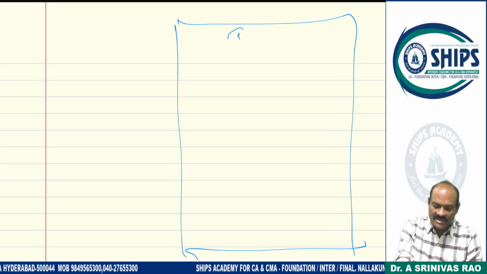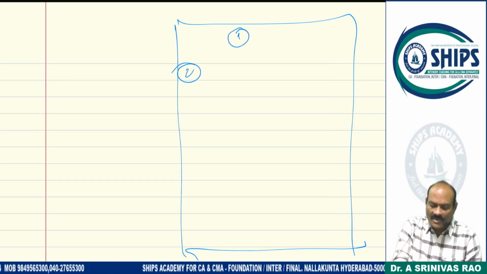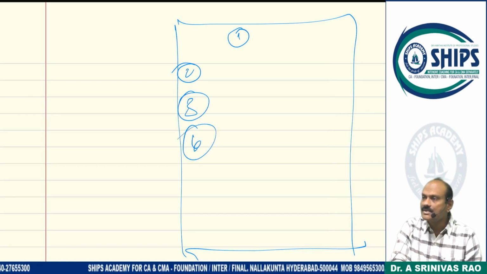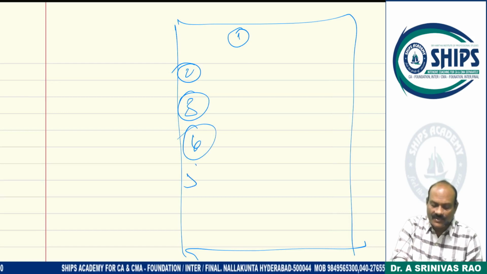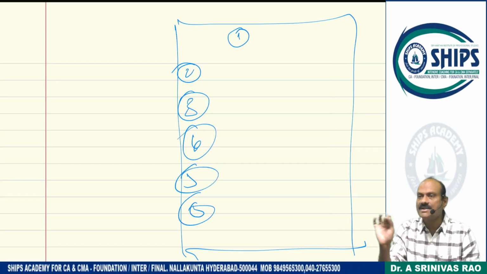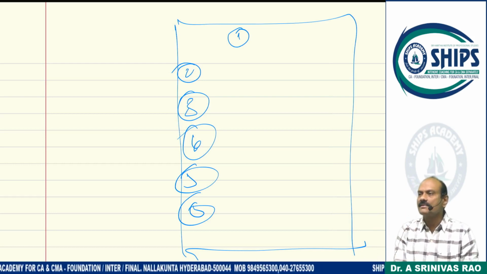First one is the title. Second one is addressee. Third one is introduction paragraph. Fourth one is scope paragraph. Fifth one, opinion paragraph. Sixth one, place, date, signature. This order should be followed.